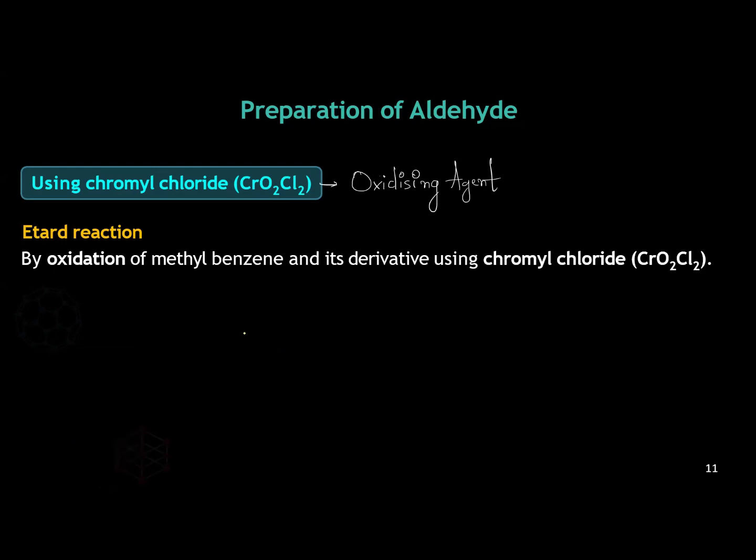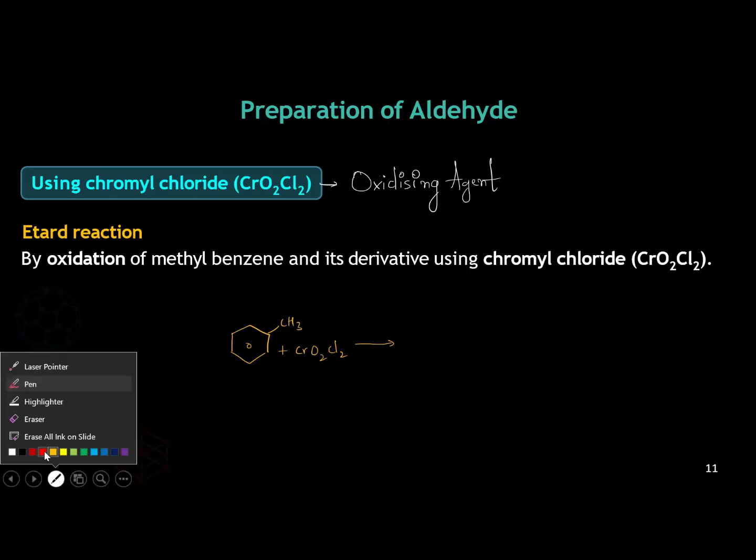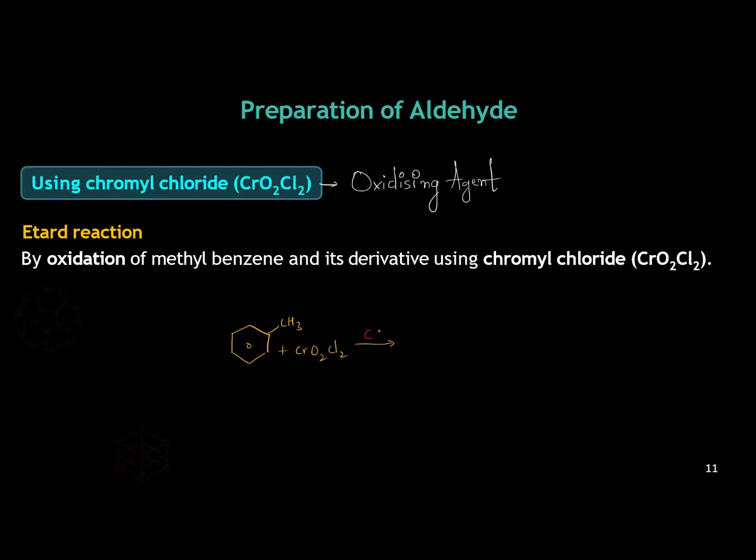You take a toluene group in the presence of CrO2Cl2. This will be converted into something in the presence of CS2. What is CS2 called?